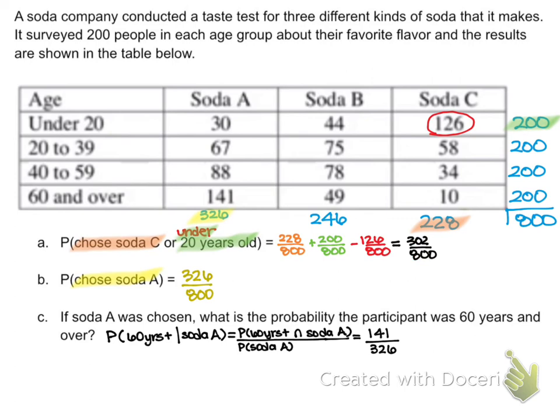Okay, so here are our solutions for B and C. Remember, with the conditional probability, you are looking at a smaller grouping out of the entire sample that's been given to you. So we know these people have chosen soda A. So that means the population that we're actually looking for is the 326 total people. Of those 326 total people, how many were in the 60 and over age group? That's 141 out of the group of soda A people, which is 326.